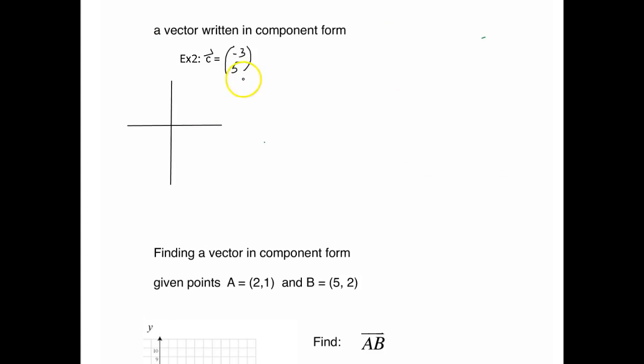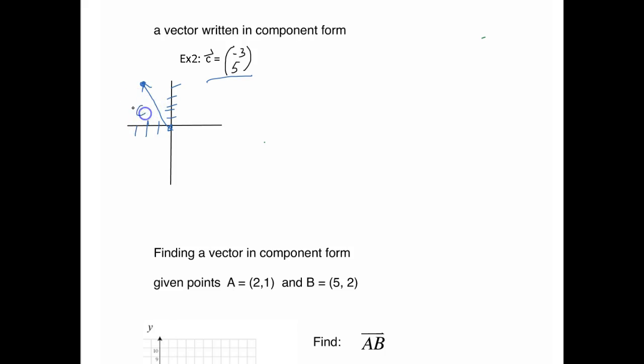Let's work on this example here. So now here I'm given a vector. Notice it's not a point, it's a vector, in the vertical form. And let's just draw it in component form. So let's go to the point -3, 5, right? So that's the x value -3, and that's the y value 5. So we're going to go to that point, -3, 5 right there. Now remember it's in component form, that means you start at the origin and you go toward that point.